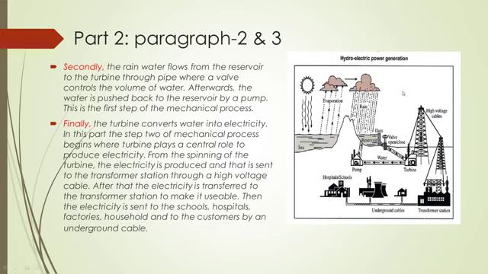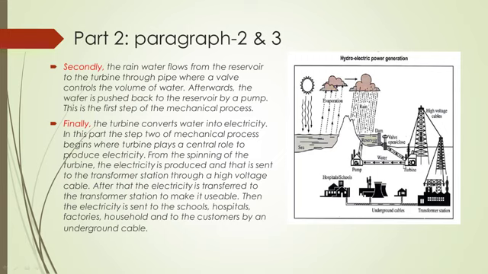In this part, step 2 of the mechanical process begins, where the turbine plays a central role to produce electricity. From the spinning of the turbine, the electricity is produced and that is sent to the transformer station through a high voltage cable.